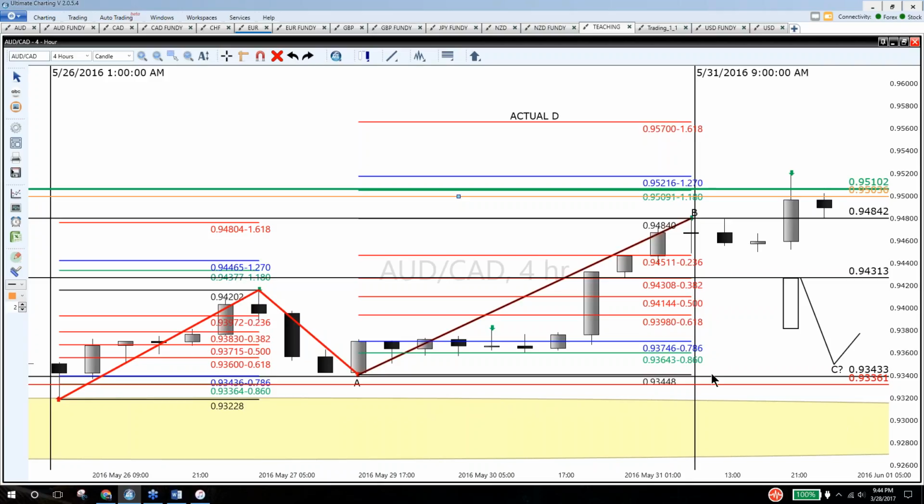Exactly. As long as the stop loss doesn't get taken out, if it hasn't taken out the A, it should continue its Fibonacci way. Any questions on that?